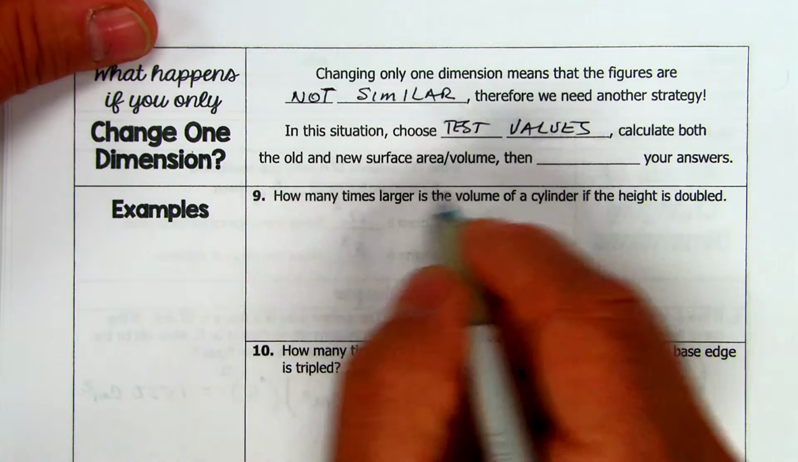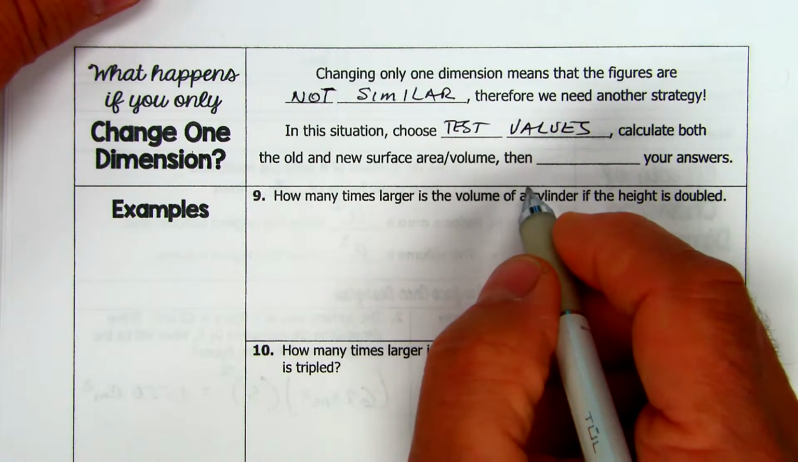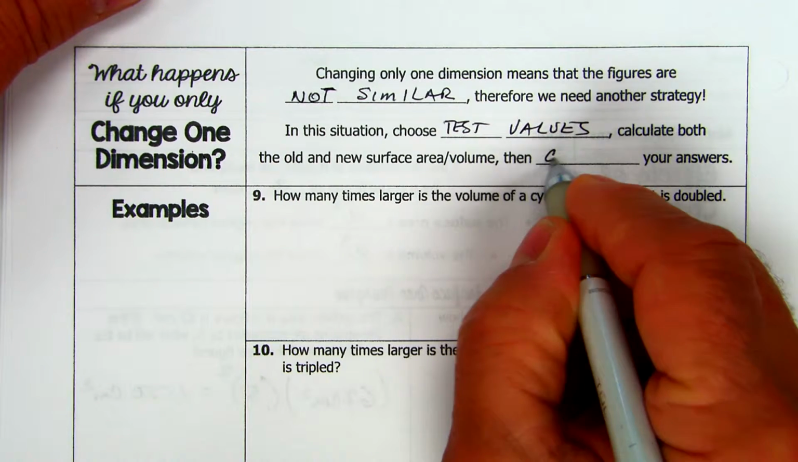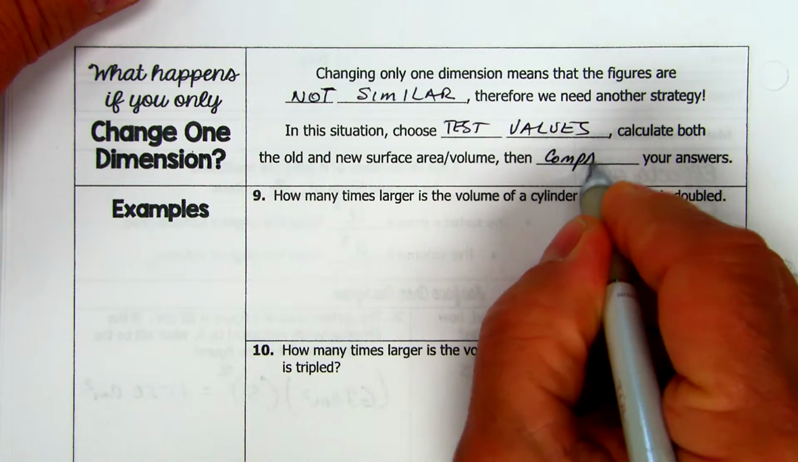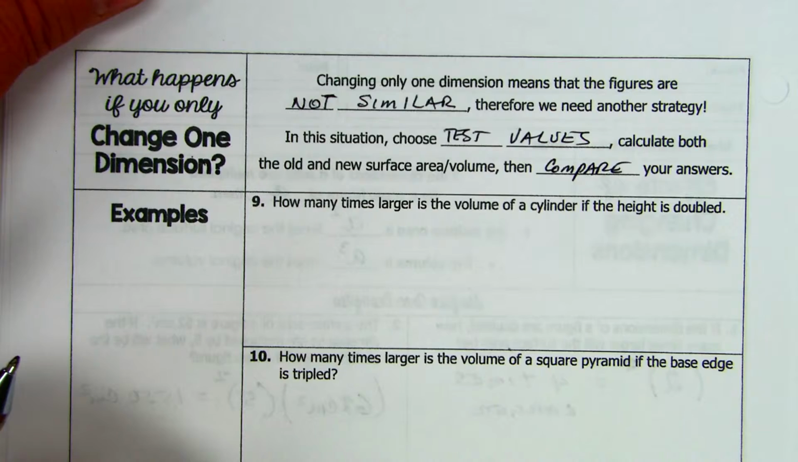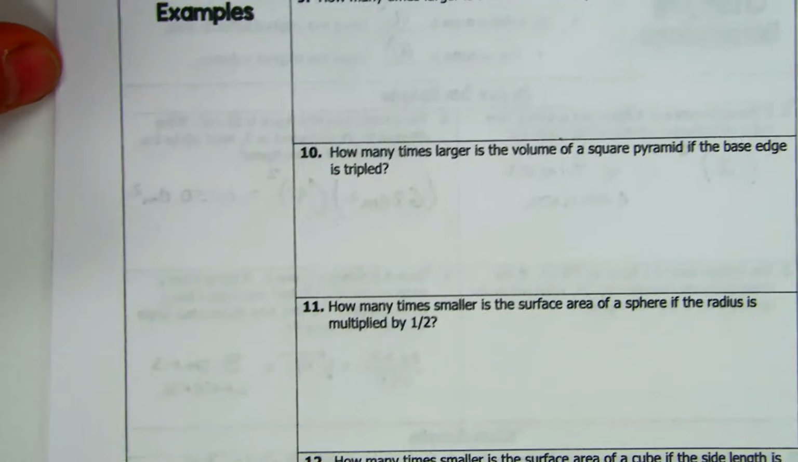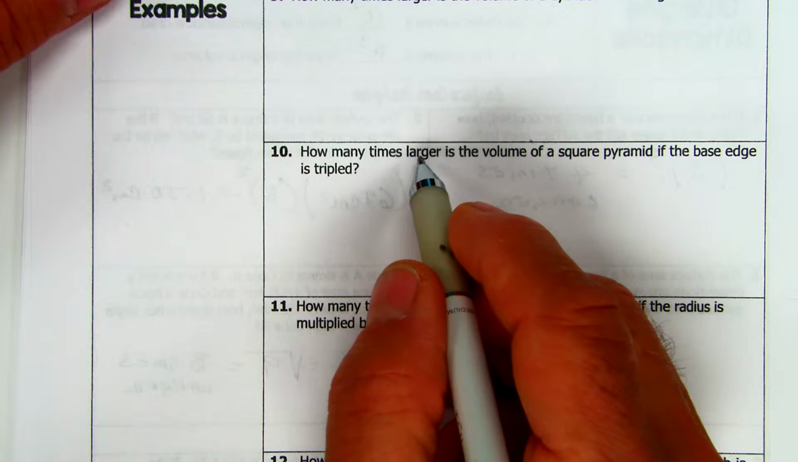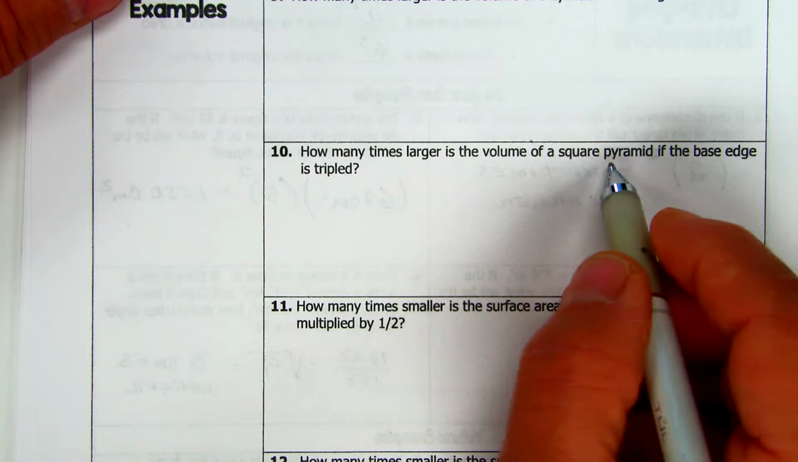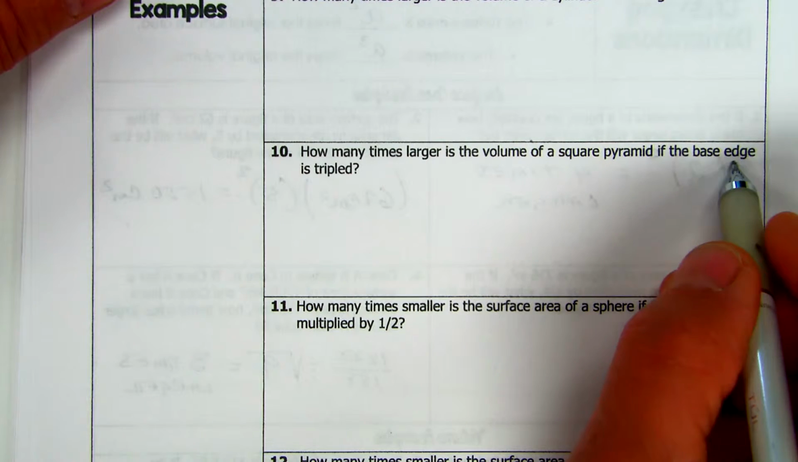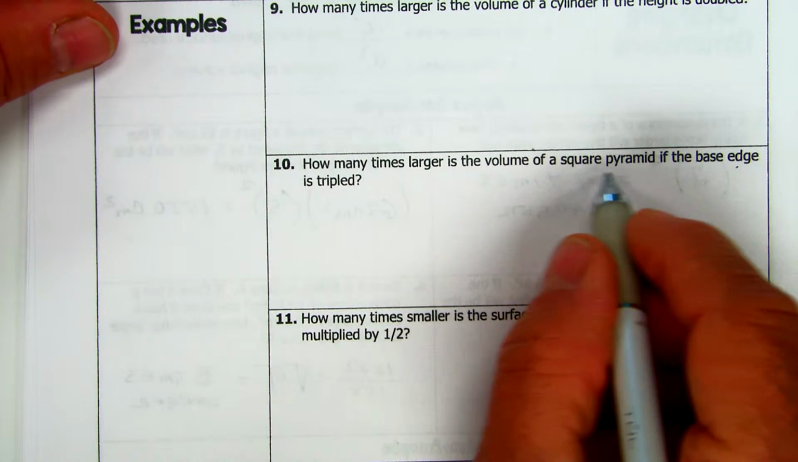Calculate both the old and the new surface area or volume, then compare our answers. So let's look at number 10. Number 10 says, how many times larger is the volume of a square pyramid if the base edge is tripled? Okay, so what are we talking about? The volume of a square pyramid.